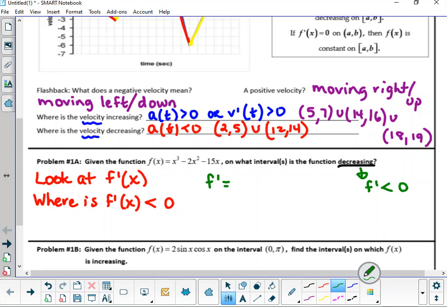Okay, so f prime is 3x squared minus 4x minus 15. Nothing special here, no fancy schmancy rules, no product rule, quotient rule, chain rule, it's just a straight up power rule derivative, which makes a happy little polynomial, nice little quadratic. And I want to answer that question.